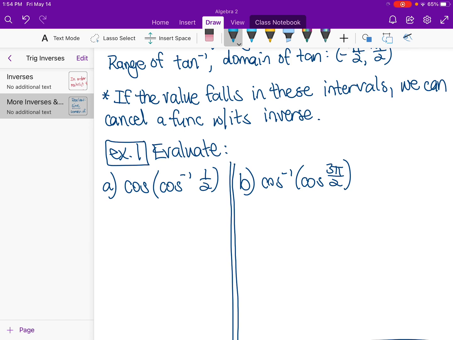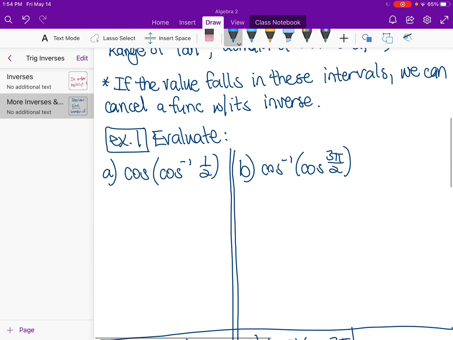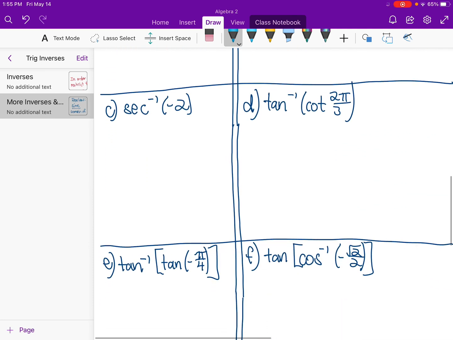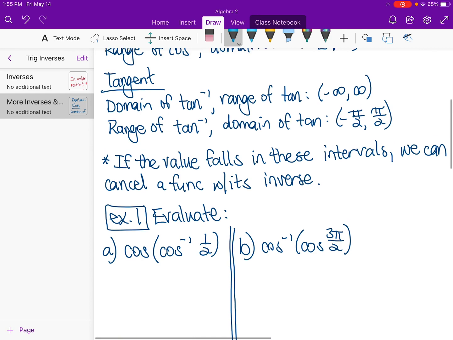So if you notice A and B, they're both cosine. One is a cosine and the cosine inverse, and then the next one is cosine inverse and cosine. I can possibly cancel and be done in about 20 seconds, okay? Now, when we have a problem like D, where it's not the same function, it's a tangent and then a cotangent, we can't do that. So with regard to canceling, it has to be the same function.